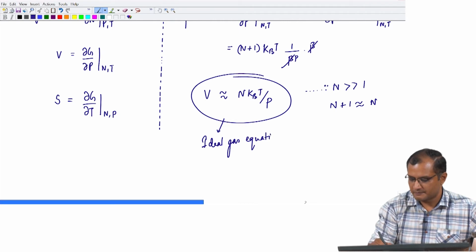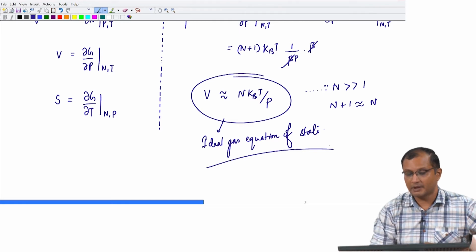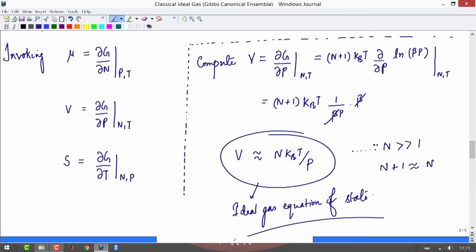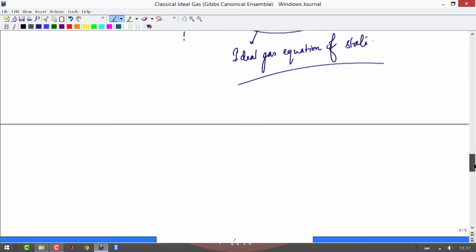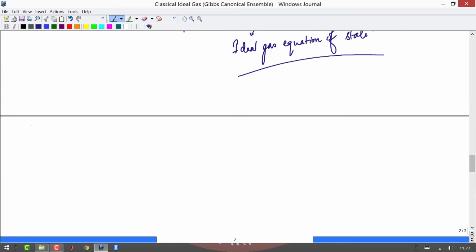Equation of state. Okay. All right. So now we have the equations for the chemical potential, volume, and entropy, from which we have already computed the volume, and I have left the computation of the chemical potential and entropy as an exercise. So, I will just finish the entire calculation by computing enthalpy.